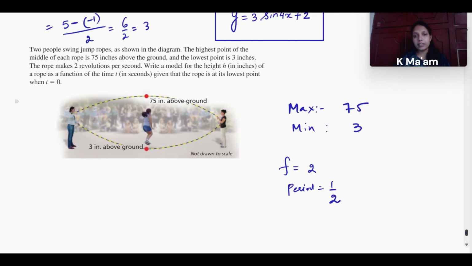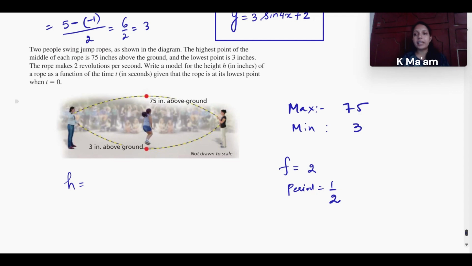Write a model for a function of height. So the rope is at its lowest point when t equals 0. It says that at t equals 0, it will be at a lowest point.